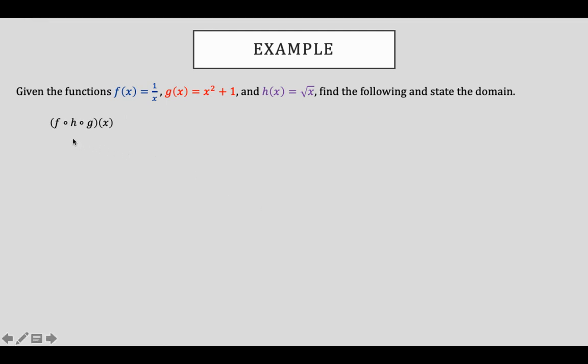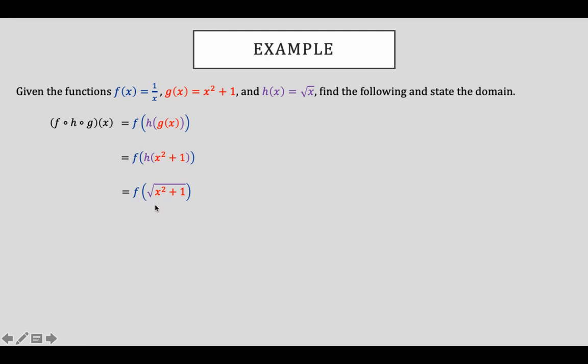Same three functions. Now let's evaluate f of h of g of x. That means we're plugging in g of x into h of x, and all that into our function f. Well, working from the inside out, we replace g of x with x squared plus 1. F of h of x squared plus 1 means I'm going to replace every single x in my function h with an x squared plus 1. That gives me f of root x squared plus 1.